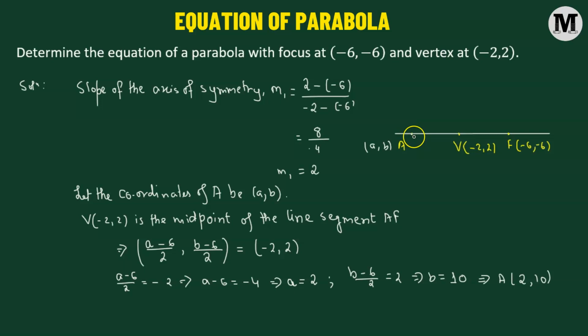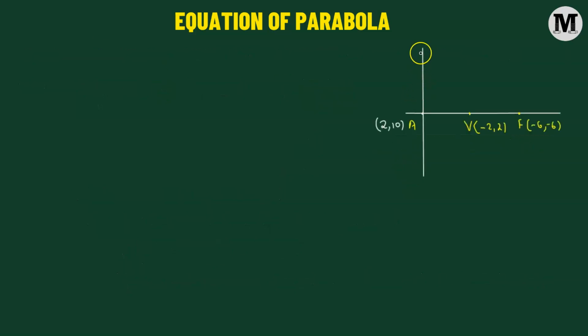So here, what we'll do, we'll draw a line which is going to pass through point A, and it's going to be perpendicular to the axis of symmetry line. So here we have the directrix line that passes through the point A. And now our next goal will be to determine the equation of the directrix line.